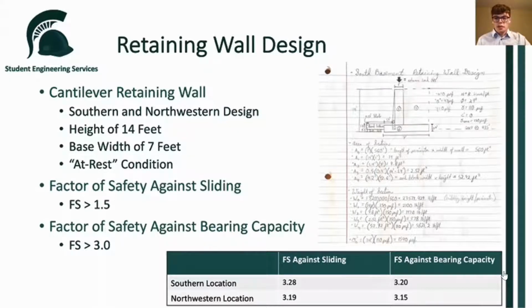This is done by restricting motion at the top of the wall due to its connection to the building's structure, and by designing each structure with a factor of safety against sliding along its base. This factor of safety must exceed a value of 1.5. In addition to sliding, a factor of safety against bearing capacity must exceed a value of 3. The results of the hand calculations shown to the right can be found in the table below.